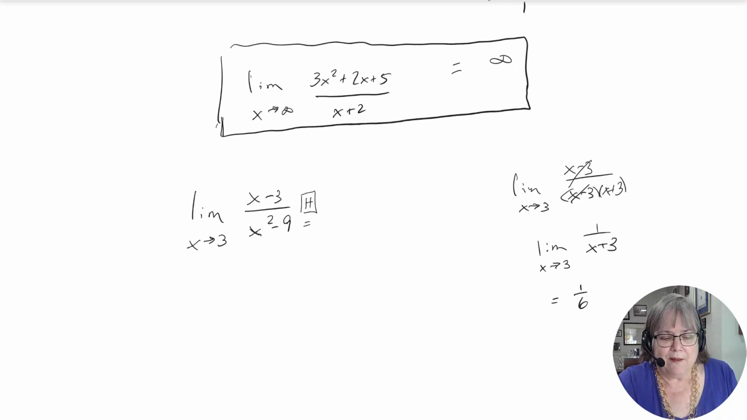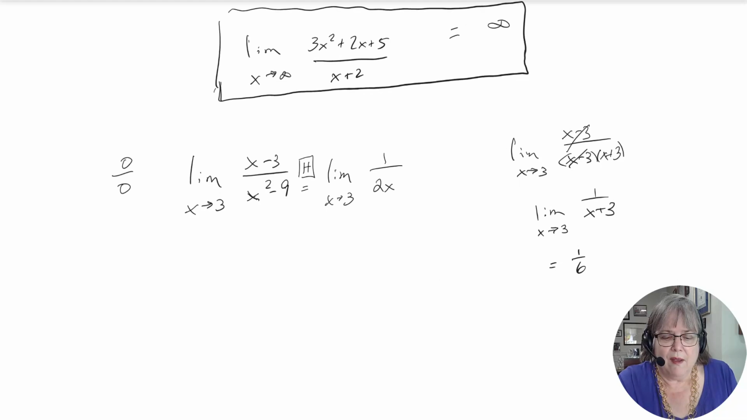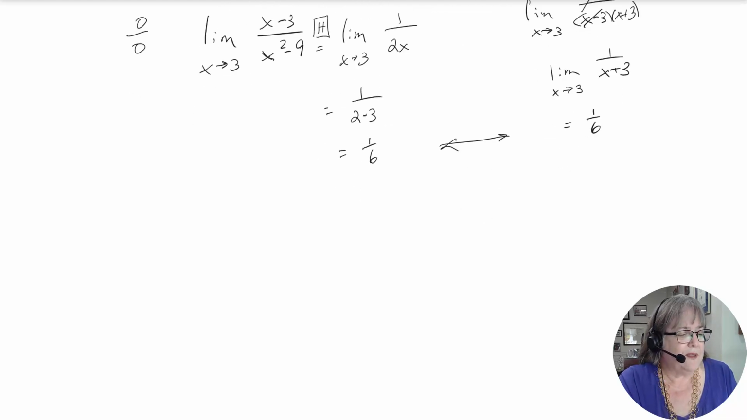All right, so I had 0 over 0. So I take the derivative of the numerator. The derivative of x minus 3 is 1 over the derivative of the denominator separately. The derivative of x squared minus 9 is 2x. Correct? So now I can substitute it in. I have 1 over 2 times 3. This is 1/6. So unless they ask you to use L'Hopital's rule, you could get it either way, and they're both legal. But sometimes L'Hopital's rule is the only thing that actually works.